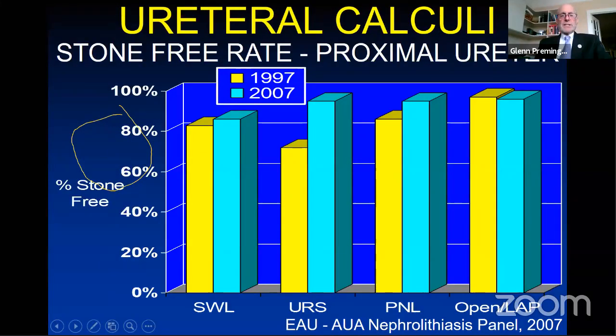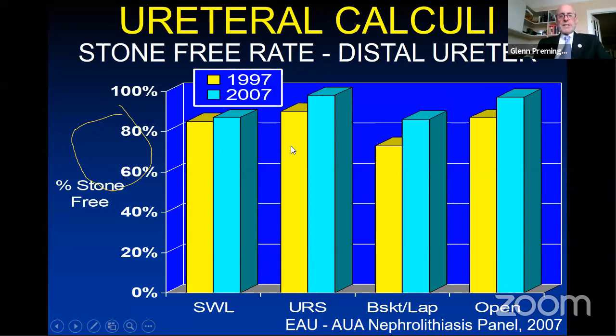And indeed, if we look at the stone-free rates for proximal ureteral calculi in the 1997 guidelines as compared to the 2007 guidelines, you can see that for ureteroscopy, the incidence of a complete stone removal or stone-free was significantly higher than was for shockwave lithotripsy. And for distal ureteral calculi, ureteroscopy again offered a superior stone-free rate at 97% as compared to any other stone modality.